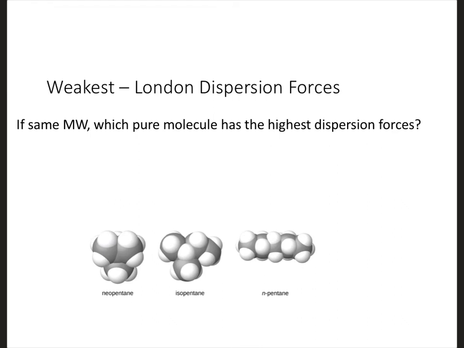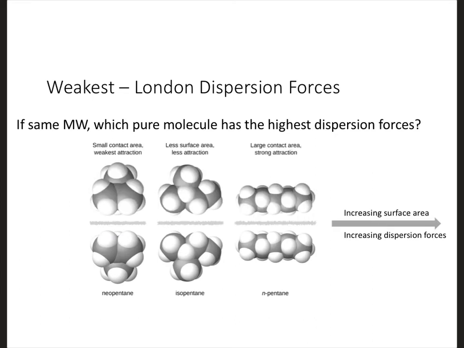So if we consider these molecules up here, neopentane, isopentane, N-pentane, they all have the same molecular weight, but they have different structures. Which of these would you predict would have the highest dispersion forces? The N-pentane. So why is that? Its surface area is the largest. It has a large surface area, right? It can bump into more things. It can induce more dipoles. It can have stronger dispersion forces.